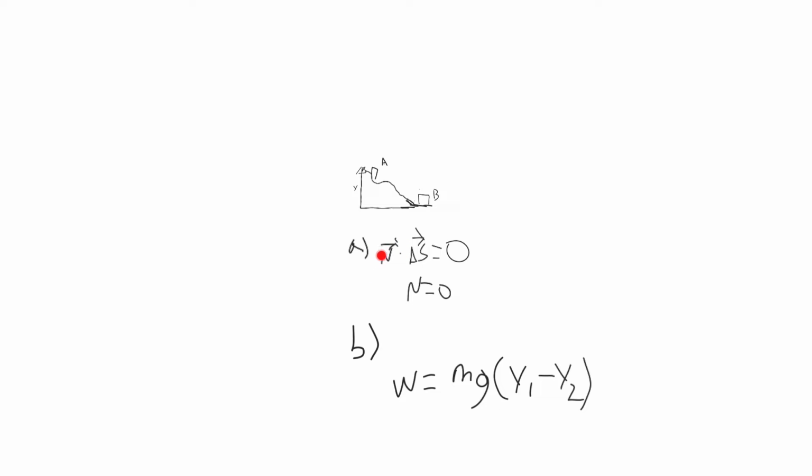We know that the normal force in the direction of the displacement is always going to be zero. It's very simple, because the normal force is always perpendicular to the direction of the displacement, right? And that means it can't make any changes to the kinetic energy, so it's always going to be zero.